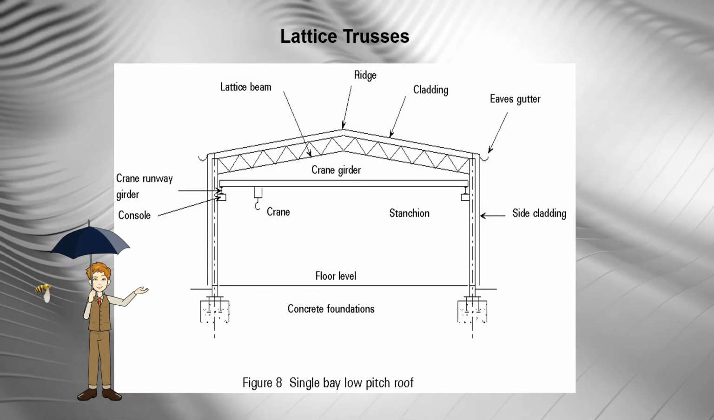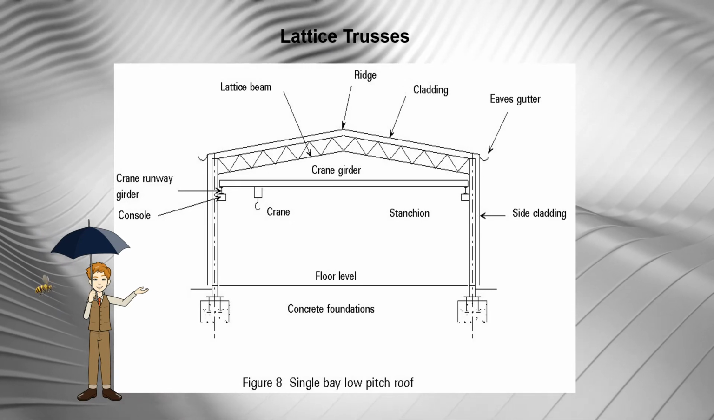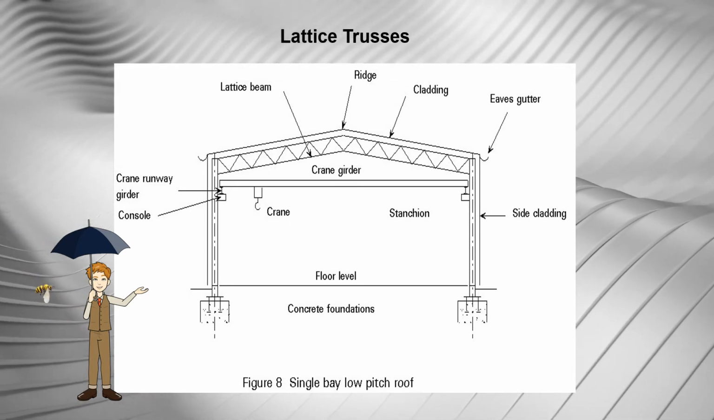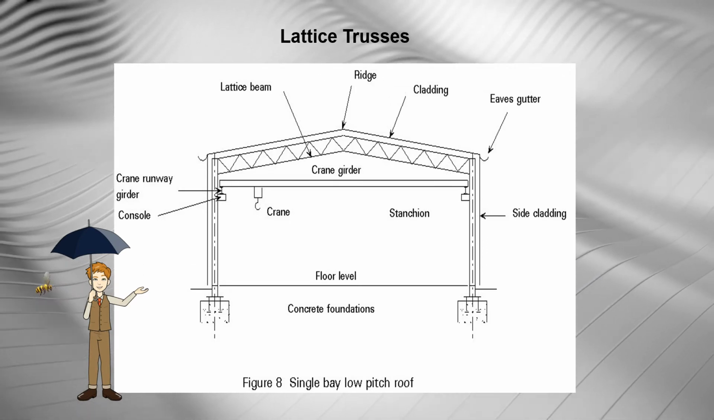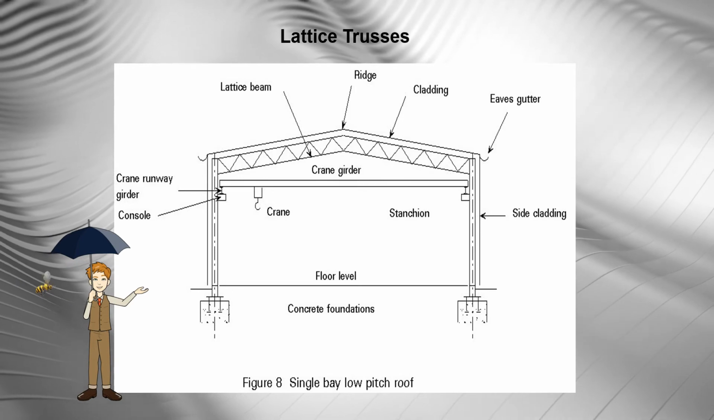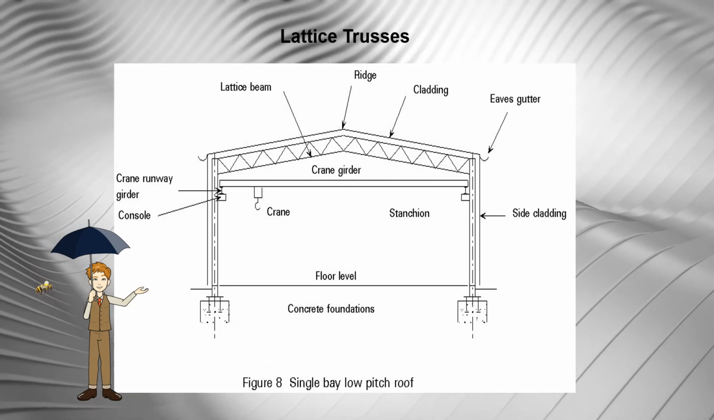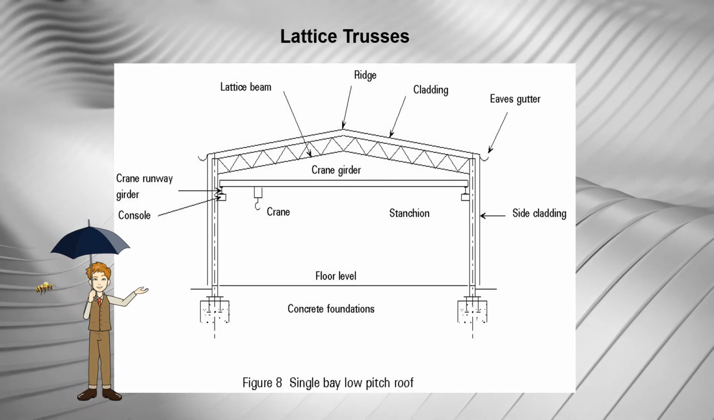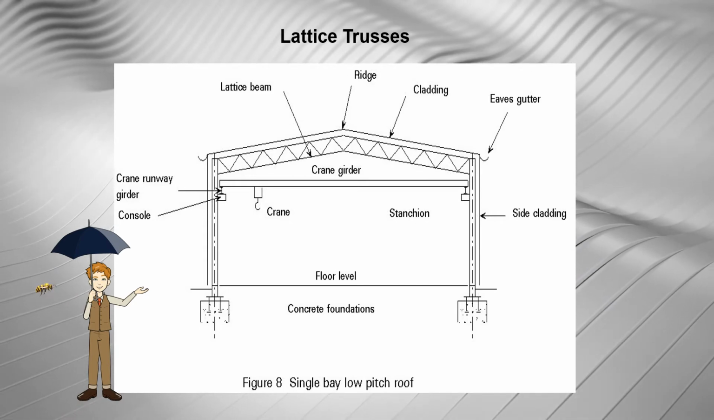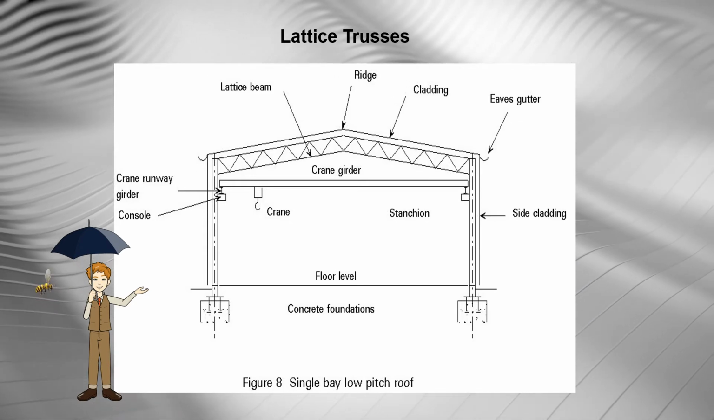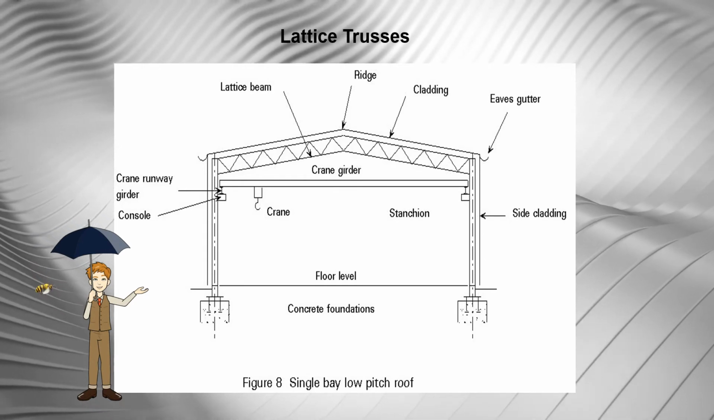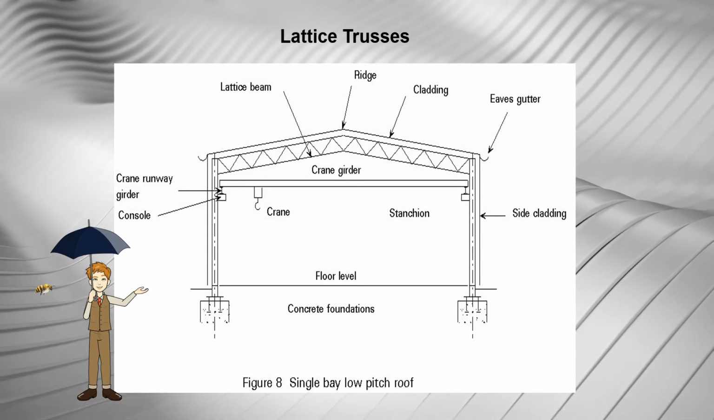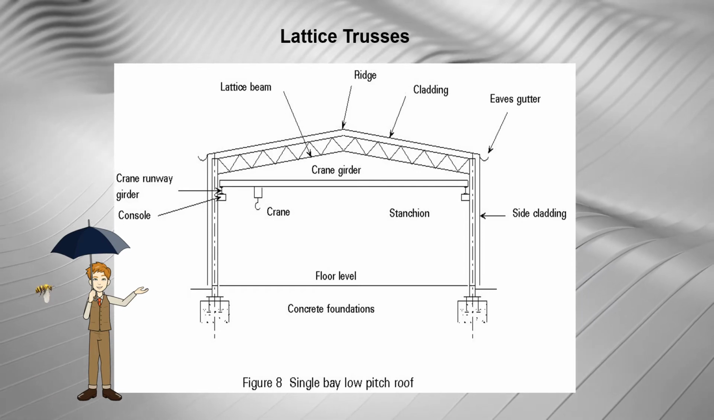Lattice structures are lighter than the portal alternative for spans greater than 25 meters, but the additional workmanship increases fabrication cost. Frames are normally positioned at 6 meter to 8 meter centers. This spacing generally provides economic solutions for the cold form purlin and side rail arrangements.